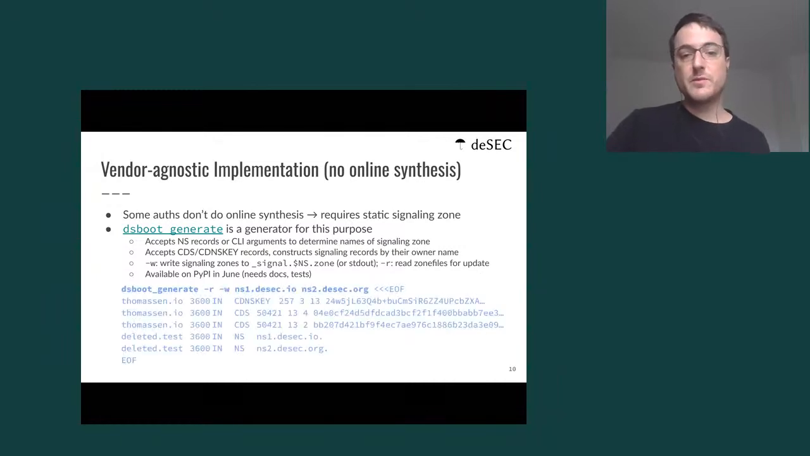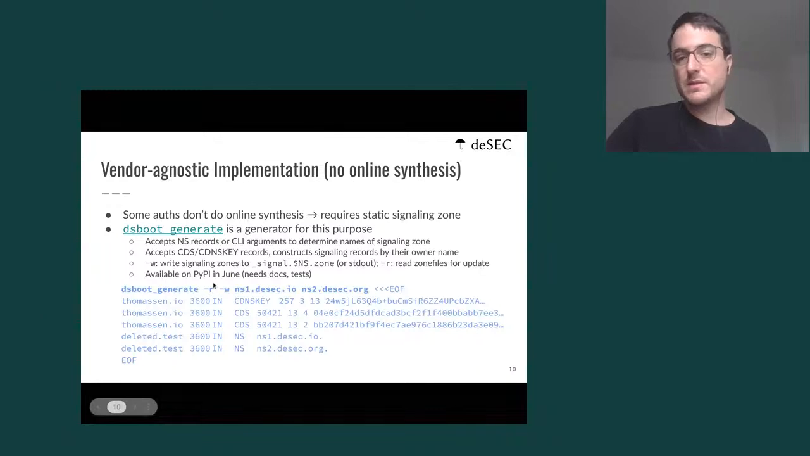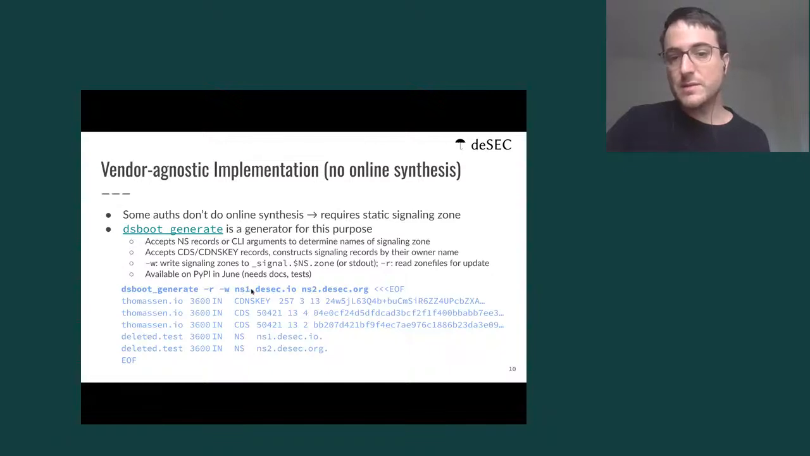And so here's an example of how you can use it. You call dsboot generate, and you put the read flag to read an existing zone file that is expected at the canonical name in the current directory, and the write flag to have it updated on disk. And we tell it here in the two command line arguments that we want the two signaling zones to be under the name servers ns1.desec.io and ns2.desec.org. And now from standard input, we take those CDS records for Thomassen.io, for example, and that will cause the generation of these records in the output, essentially.